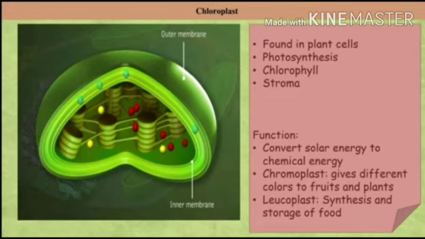Now the functions of chloroplast. Chloroplast converts solar energy to chemical energy that is used for preparing the food. Second point, chromoplasts give different colors to flowers and fruits. Third point, leucoplasts are involved in the synthesis and storage of food like starch, oil and proteins.